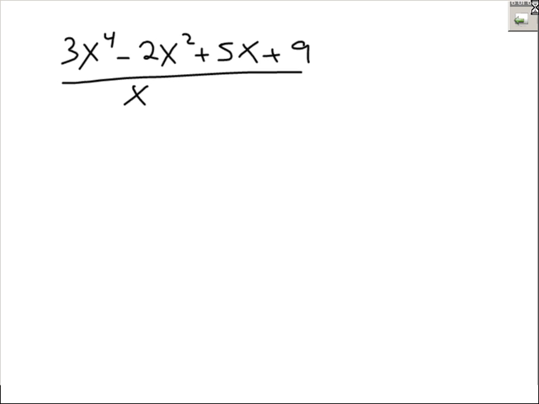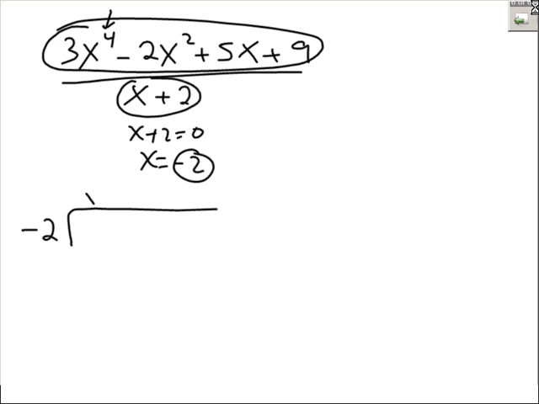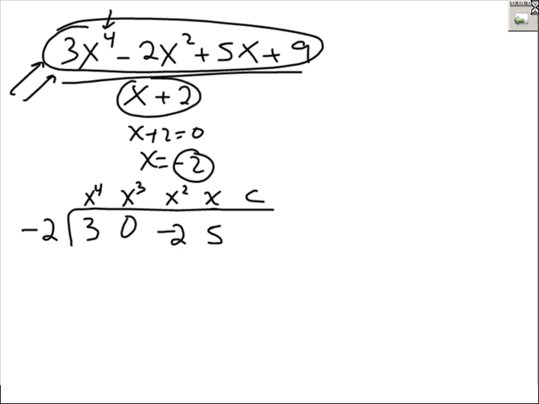How much is 3x to the 4th minus 2x squared plus 5x plus 9 divided by x plus 2? Well, what makes the denominator equal to 0 is -2. That's the number I put in front, -2. And in the numerator, since the numerator is degree 4, though I won't write this formally, I better have an x to the 4th term number, an x cubed, an x squared, an x, and a constant. Well, we have 3x to the 4th reading from the top. We have no x cubes, we have negative 2x squared, we have positive 5x, and we have plus 9.